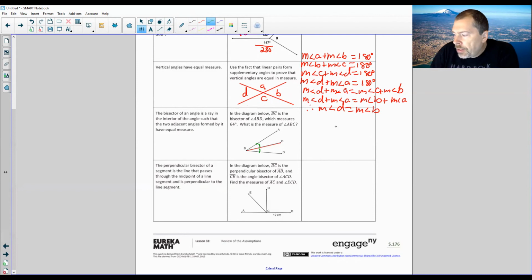Okay. So now it says, in the diagram below, BC bisects angle ABD, which measures 64 degrees. So what they're saying is this entire piece is 64 degrees. So what is the measure of angle ABC? Well, the measure of angle ABC equals 64 degrees, and since it's cut in half, it's divided by 2. And therefore, the measure of angle ABC is 32 degrees.